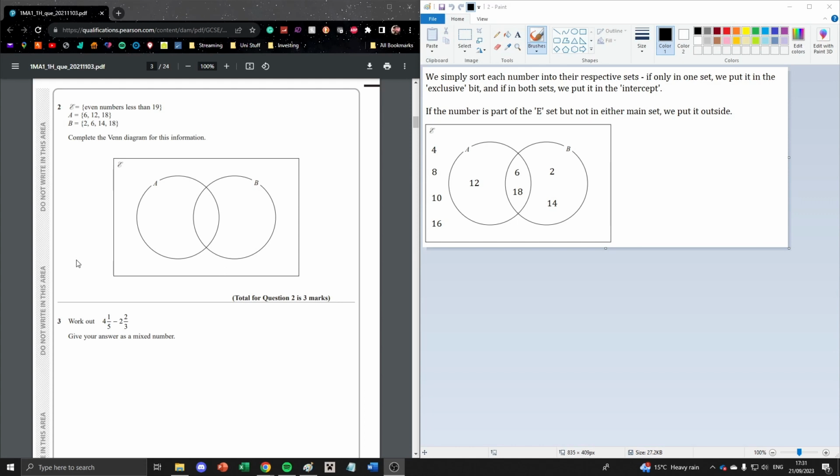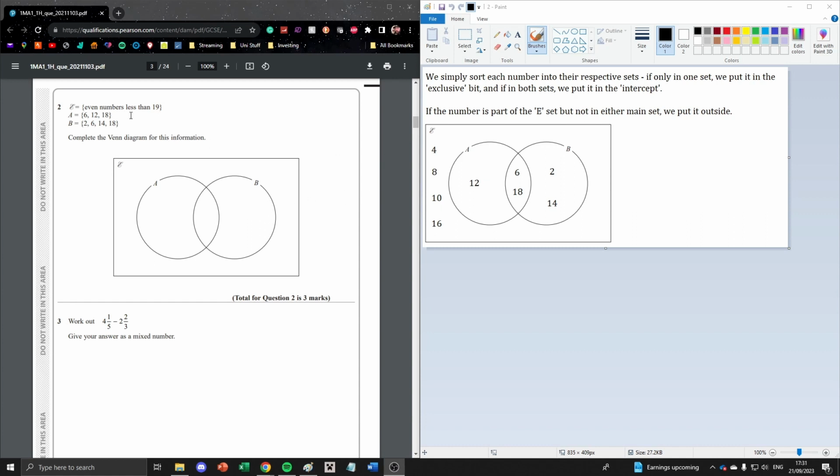Question 2 defines 3 sets for us. We have the universal set, which is even numbers less than 19. We have set A, which is 6, 12, and 18. And we have set B, which is 2, 6, 14, and 18. And we're asked to sort all the numbers in the universal set into this Venn diagram.